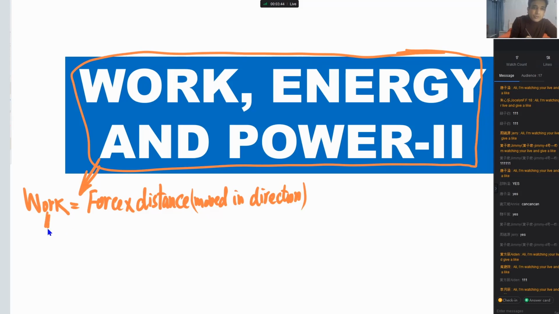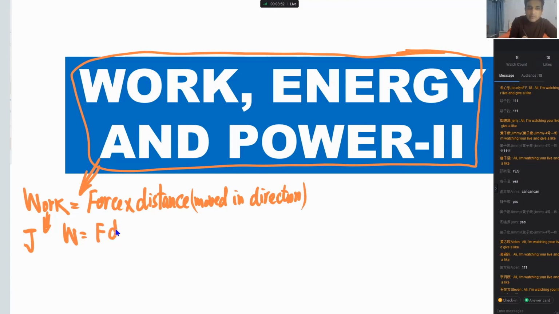And also the unit of work is joule, and simply you can write down W is equal to F times d. So this is how you can write down work done.